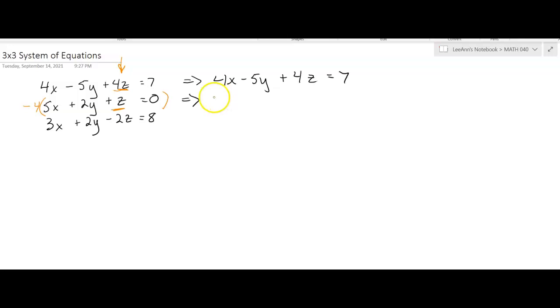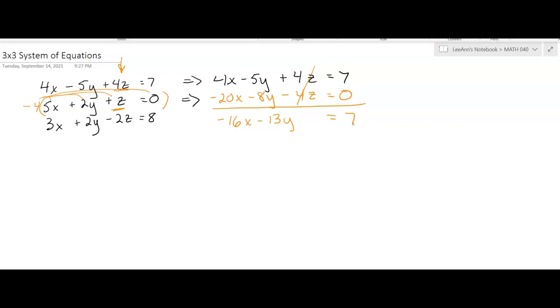Now, this equation is going to become negative 20x minus 8y minus 4z equals 0. So I multiply by negative 4 all the way across. Okay, now when I add those equations, I'm going to get the z's to cancel out, yay. And then I'm going to get negative 16x minus 13y equals 7. Now that's not my favorite equation, but it'll be okay for now.